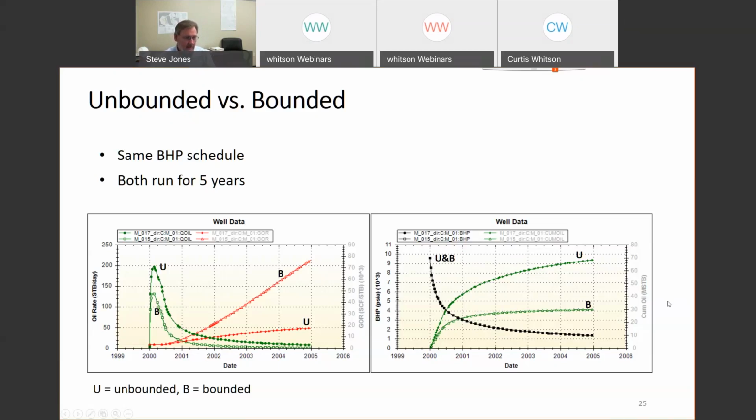And then looking at the cumulative oil production, you can see the unbounded case produces maybe 2.5 times what the bounded case produces, as you would expect. So no surprise about that, but do notice that the bounded well GOR goes up quite a bit quicker, simply because there's less oil available to it.